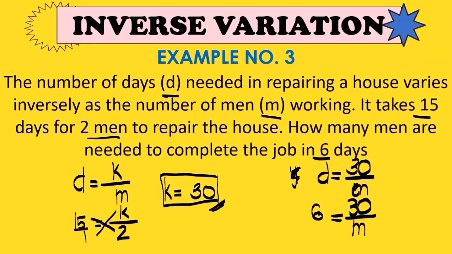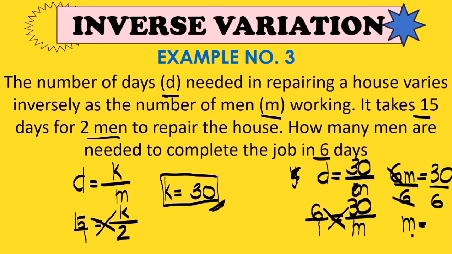The question is how many men. So you will not replace 6 with m but with d. Then this is over 1. Cross multiply, you will have 6m equals 30. Divide both sides by 6. m is 5. 5 men. It takes 5 men to finish the job in 6 days. So that is the answer to the problem.